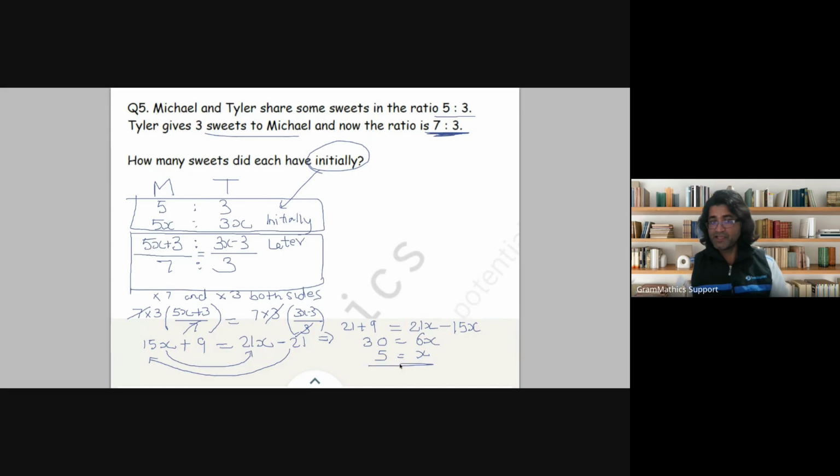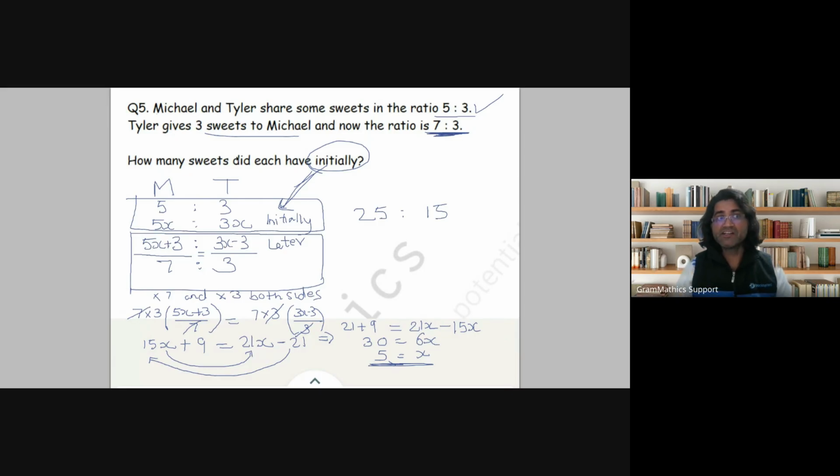But this is not my answer. My answer is initially. So I go to the row which is saying initially. So it is 5x and 3x. So 5x is 25 and 3x is 15. So that will be my answer. But again, let me check. 25 and 15. Yes, it simplifies to 5:3.